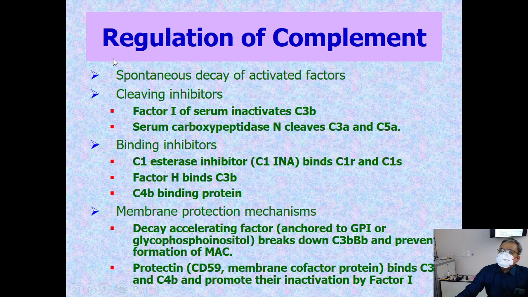See it there. Now it's important to know that if something is so important, there has to be a regulation for it. So you have the most important factor as a spontaneous decay of activated factors. They don't stay long as active and they get washed away also. Wash away means they are in insufficient concentration to act anymore. Then you have cleaving inhibitors, for example, factor I cleaves C3b. Then we have binding inhibitors, of which the most important is the C1 esterase inhibitor. And then there is a membrane protection mechanism. So we have things like decay accelerating factor, which breaks down the C3b. And we have things like protectin or CD59. If a membrane is attacked by complement, these protect the membrane from the complement.